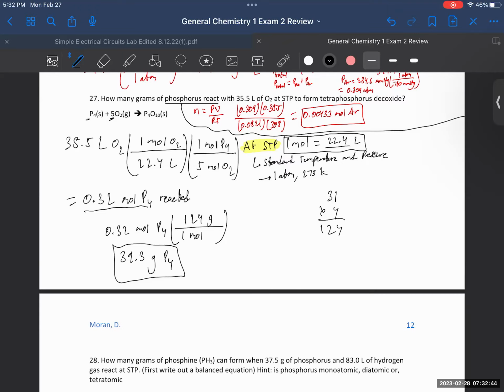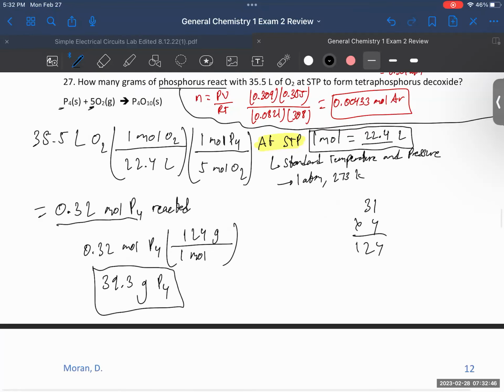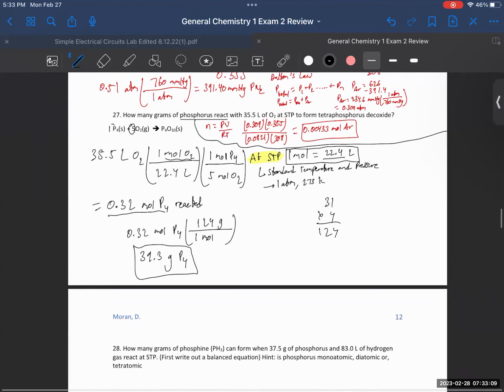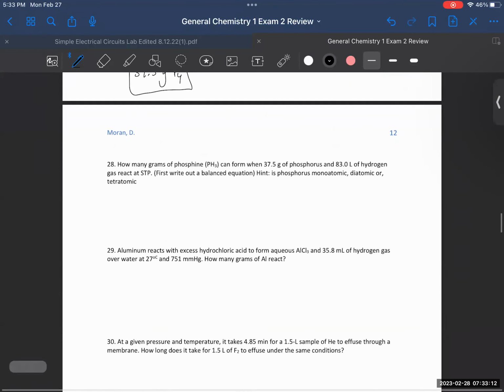So I found the moles of P4 by using the molar ratio. As you can see here, I have moles of O2. And then here it says for every 5 moles of O2, there's 1 mole of P4. So all I did was convert over there, and then I got my moles of P4. And then converted. Does that make sense? All right. Any more questions?